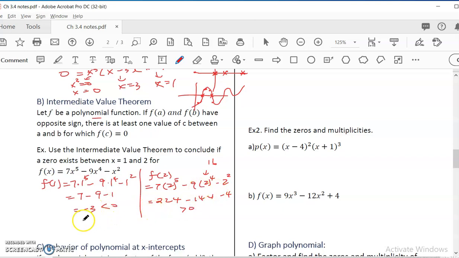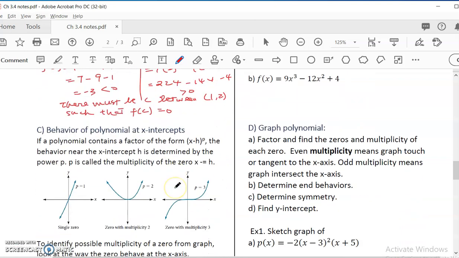So they change sign. So we know there must be a C. According to the intermediate value theorem, there must be a 0. There must be a C between. We actually know where it is. It has to be between 1 and 2 such that f of C is equal to 0. So between 1 and 2, there would be a 0. In some software, they actually use this method to check if there's a 0. Okay, so let's go back to the x-intercept.